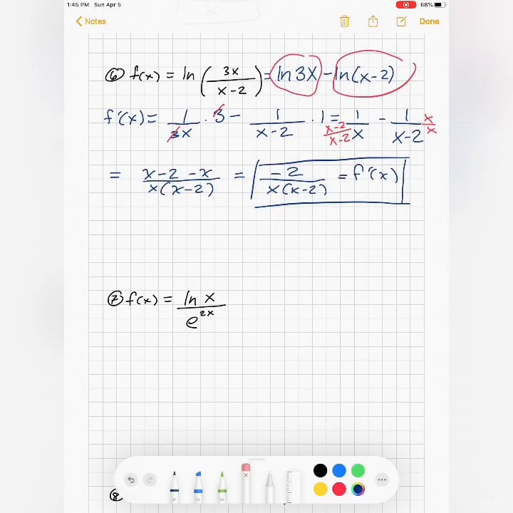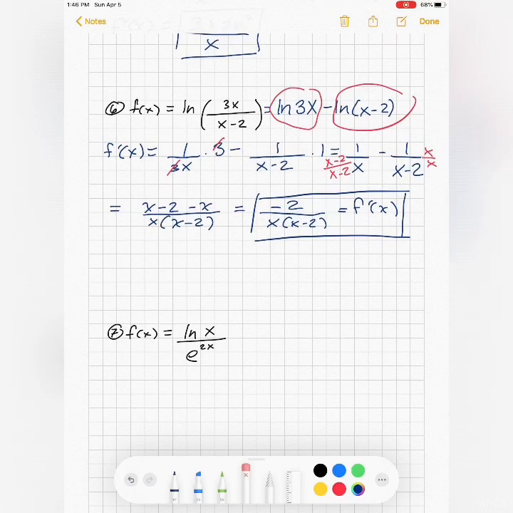Okay, what about number 7? Derivative of ln of x over e to the 2x. Okay, so this is a little different because you see how in this last one here, you see how inside the log I had a quotient? Down here, actually the only thing inside the log is the x, so I can't actually use a log property there. You see the difference?